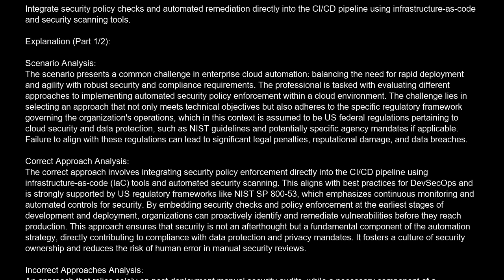By embedding security checks and policy enforcement at the earliest stages of development and deployment, organizations can proactively identify and remediate vulnerabilities before they reach production. This approach ensures that security is not an afterthought but a fundamental component of the automation strategy, directly contributing to compliance with data protection and privacy mandates. It fosters a culture of security ownership and reduces the risk of human error in manual security reviews.